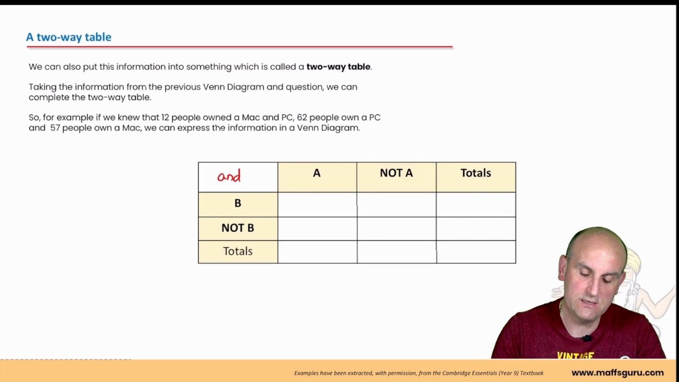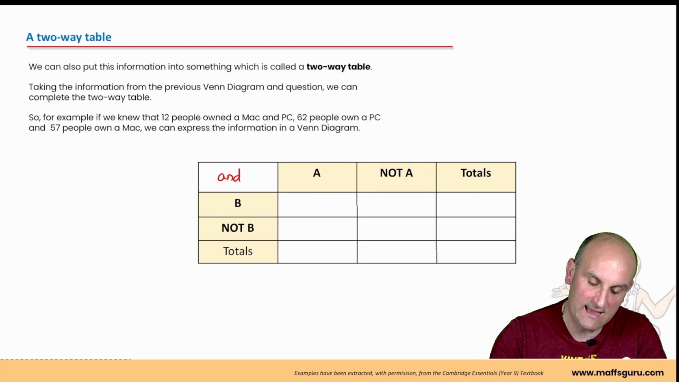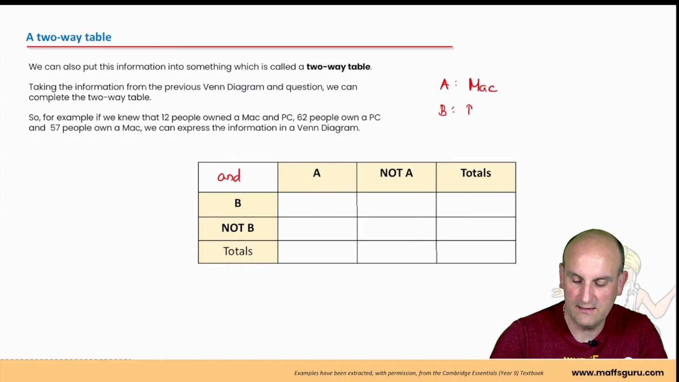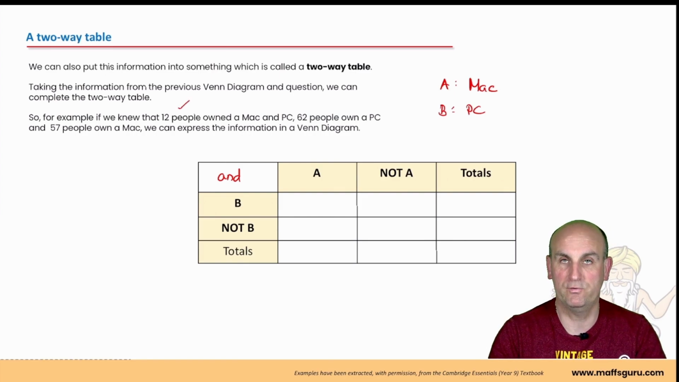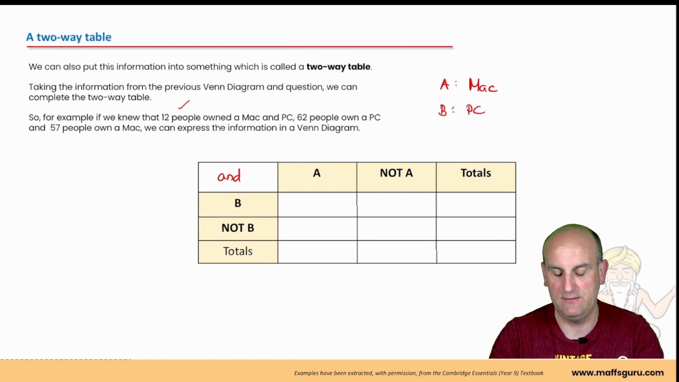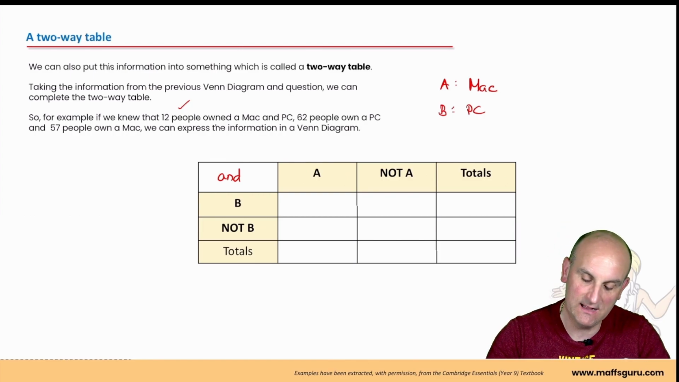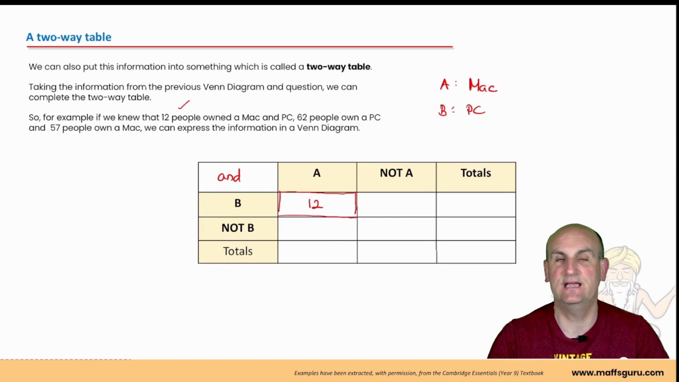So let's say that A is equal to, what did I have it as before? Let's see if we can keep it the same. So A is Mac and B is PC. So again, let's go back. We've got 12 people who had both. That's 12 people who had an A and a B, because A is a Mac, B is a PC, and that goes here. So this box, I always remember, is the intersection of that Venn diagram.